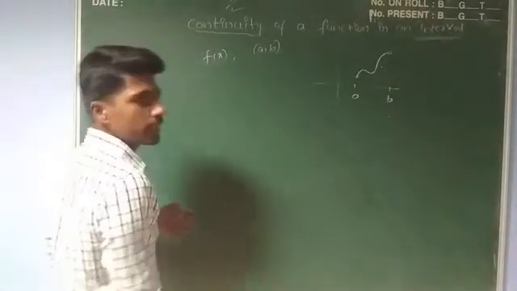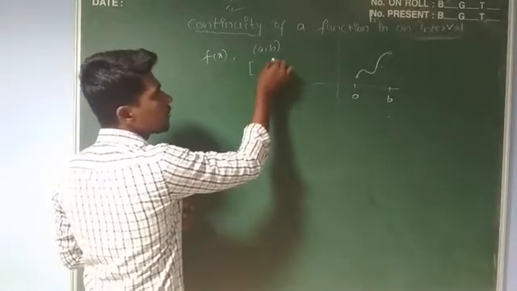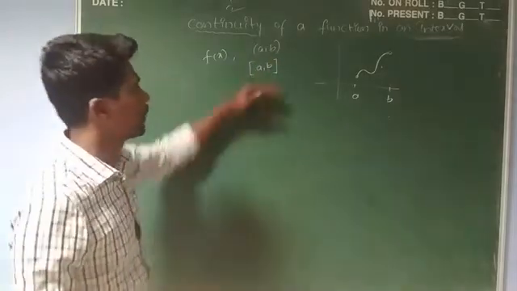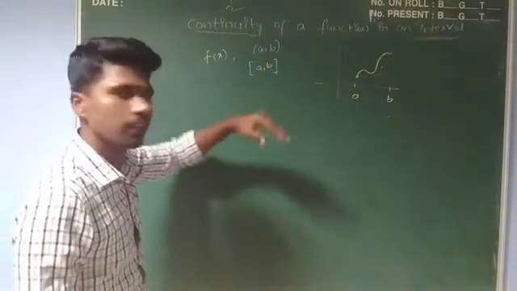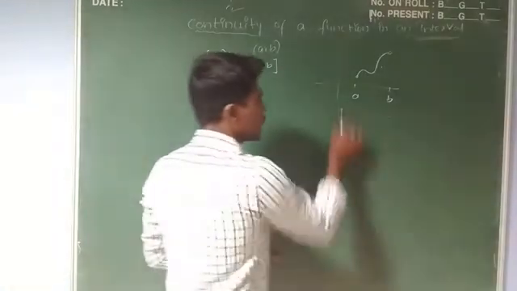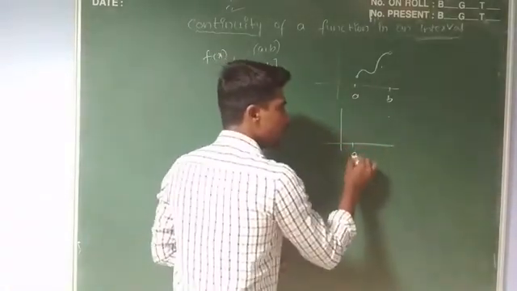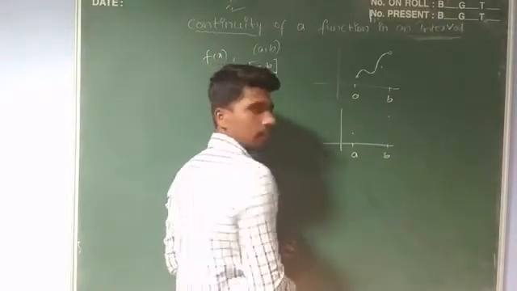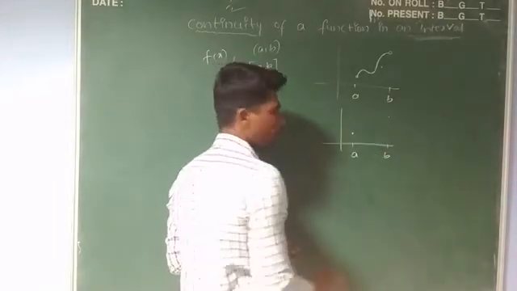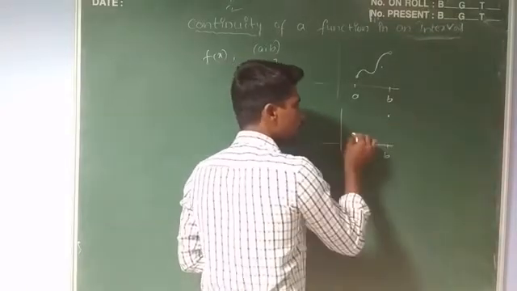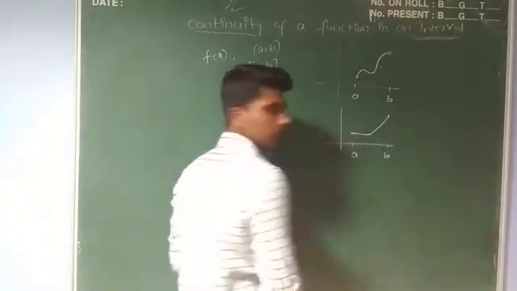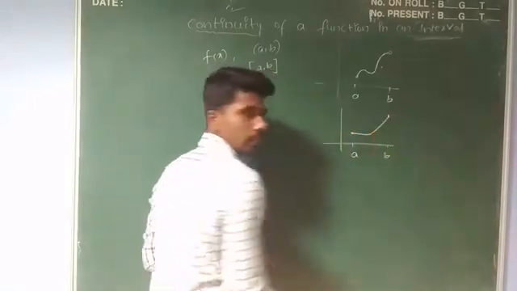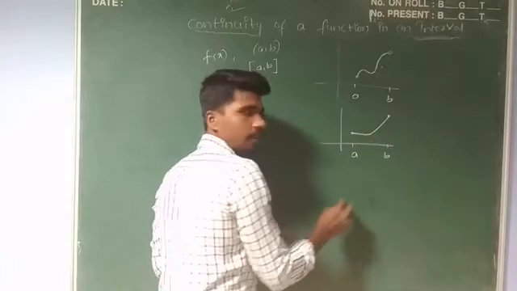Now when can I say the given function is continuous in the closed interval a comma b? The same function you can consider another way. Here is a and the next value is b. At a I have a point, at b I have another point. I have defined the function like this. Now from a to b the given function is continuous.